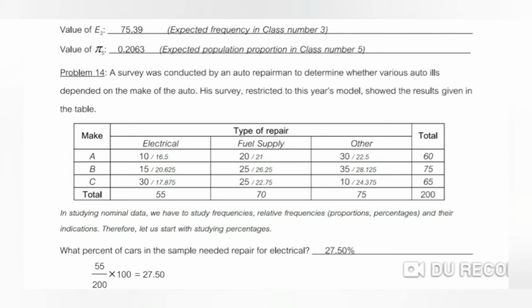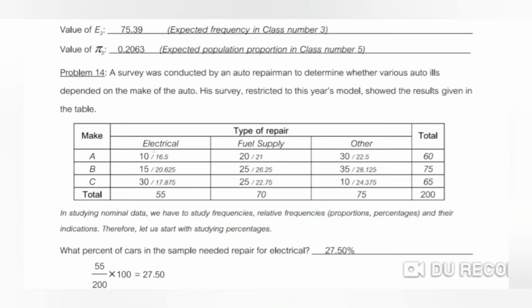Make variable, row variable. Type of repair variable, column variable. Values of make are A, B, C. Nominal level measurement. Type of repair variable has three values: electrical, fuel supply, and others. So we write small r is equal to 3. There are 3 rows. Small c is equal to 3. Number of columns is 3.